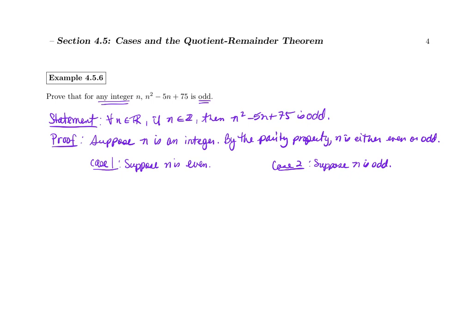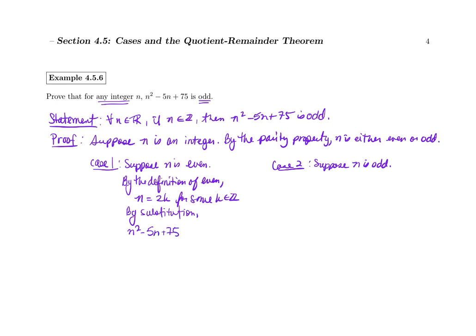So let's suppose n is even. So then by the definition of even, we know that n is equal to 2k for some k in the set of integers. And then by substitution, we can say then that n squared minus 5n plus 75 is going to be, well, everywhere we have an n, plug in 2k. So 2k quantity squared minus 5 times 2k and plus 75.